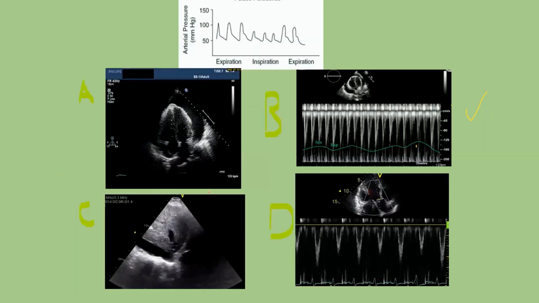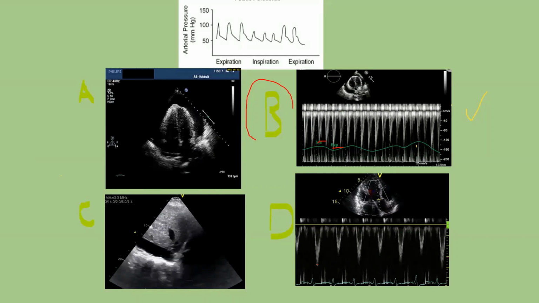Now, this upper invasive hemodynamics corresponds to which echo? So what we are seeing up is pulsus paradoxus. Where is pulsus paradoxus here? A, B, C, or D? B. Yes, you see, this is the LVOT. During inspiration, it goes here. During expiration, it's here. So there is a decrease during inspiration of more than 10%.